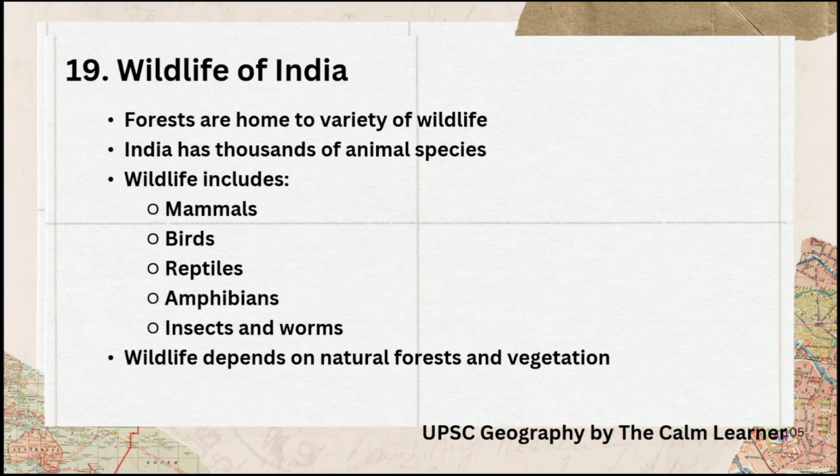Now, the last topic would be wildlife. Wildlife includes all animals that live naturally in forest and other natural habitats. Wildlife includes mammals, birds, reptiles, amphibians, insects, and worms. India has rich wildlife biodiversity because of its varied climate and vegetation, and wildlife depends directly on forests for food and shelter.